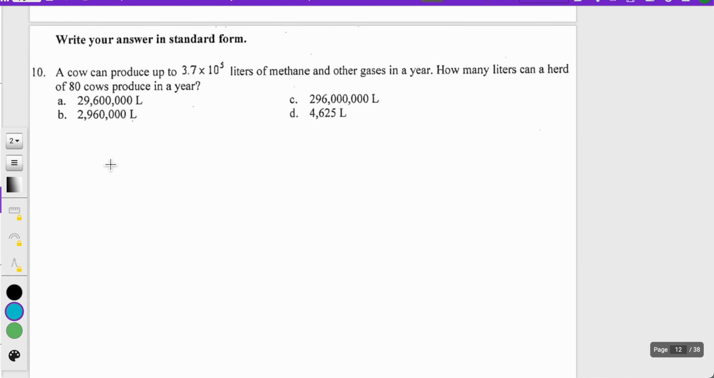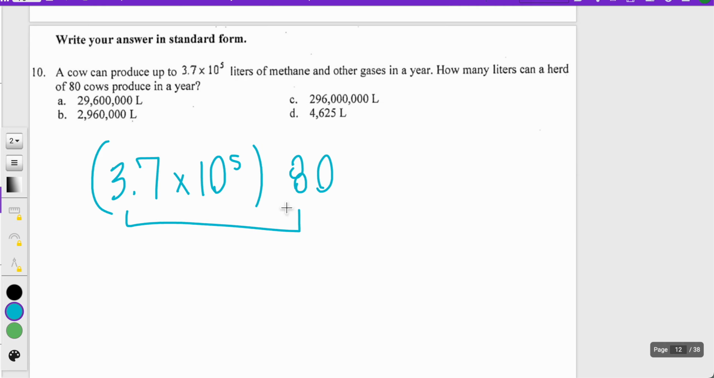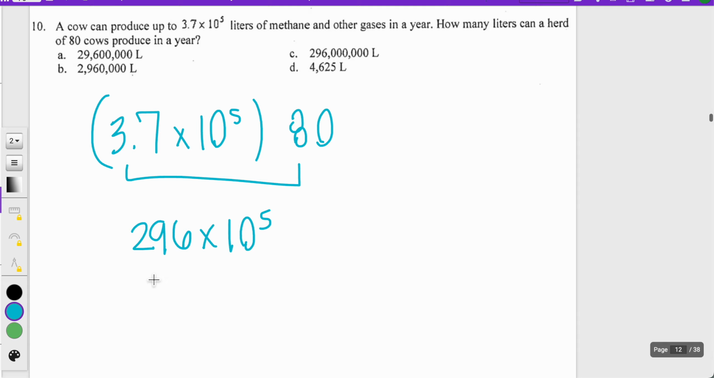Next up, we're going to write your answer in standard form. Take 3.7. How many liters can a herd of 80 cows produce in a year? So 1 cow is 3.7 times 10 to the 5th. We're going to multiply that by 80. So first we can take 80 times 3.7. We're going to get 296 times 10 to the 5th. Then we write this in standard notation. 296 times 10 to the 5th is 1, 2, 3, 4, 5. Which would then be equal to letter A, 29,600,000.